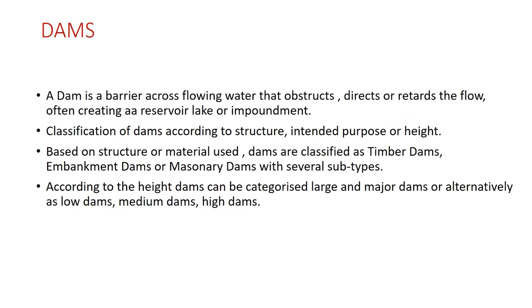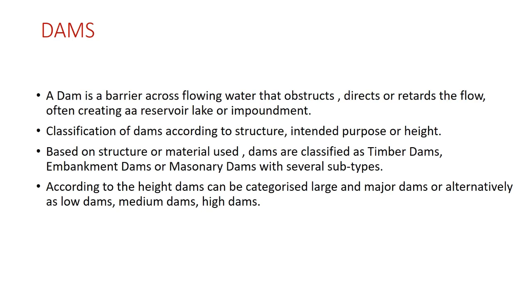Okay. So moving to the next topic, that is dams. First, a dam is a barrier across flowing water that obstructs, directs, or retards the flow, often creating a reservoir, lake, or impoundment. Now, here, a dam is constructed just to control the natural flow of the main river body, right? And the meaning of impoundment means the lake or dam or reservoir is covered from all its sides.